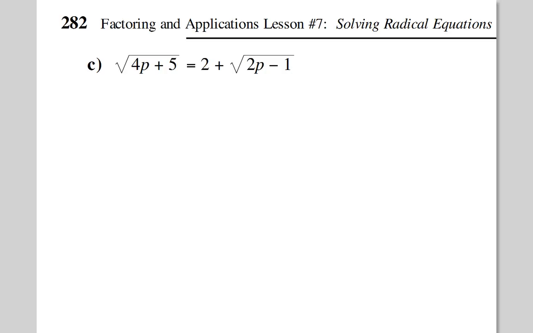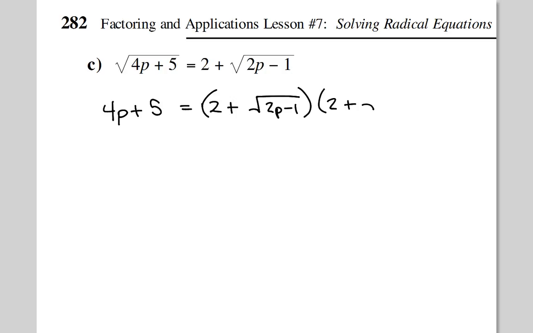So step 1, isolate the radical. I would just say make sure you only have one radical on either side. Okay, so then step 2, square both sides. The left is a dream. The right is not so much of a dream. And I would just recommend repeating the factor and foiling it out.